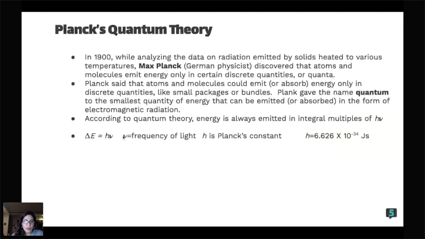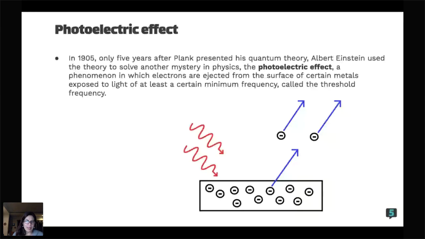Okay, also we have the photoelectric effect. 5 years after Planck presented his quantum theory, Albert Einstein used this theory to solve another mystery for physics, the photoelectric effect. Scientists were noticing that electrons are ejected from the surface of certain metals that are exposed to light of at least a certain minimum frequency, called the threshold frequency.